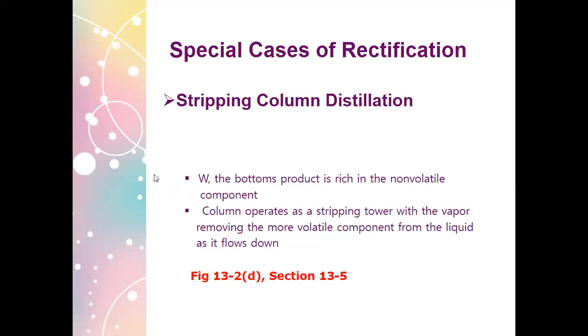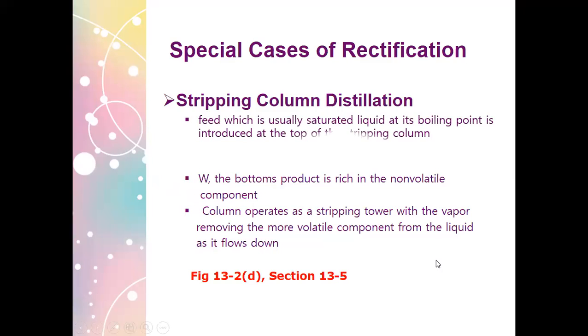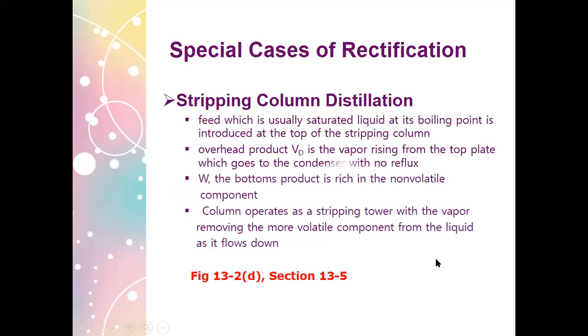So the special types of rectification, which are all found in Geankoplis, cannot be solved using pure analytical procedure. They can be solved with the use of graphical technique. In the case of stripping column distillation, it's as if your column is just having a stripping section. It doesn't have an enriching section. And the feed here is usually saturated liquid at its boiling point, and it's being introduced on top of the stripping column. So it doesn't have an enriching section. So it is now referred to as stripping column distillation.